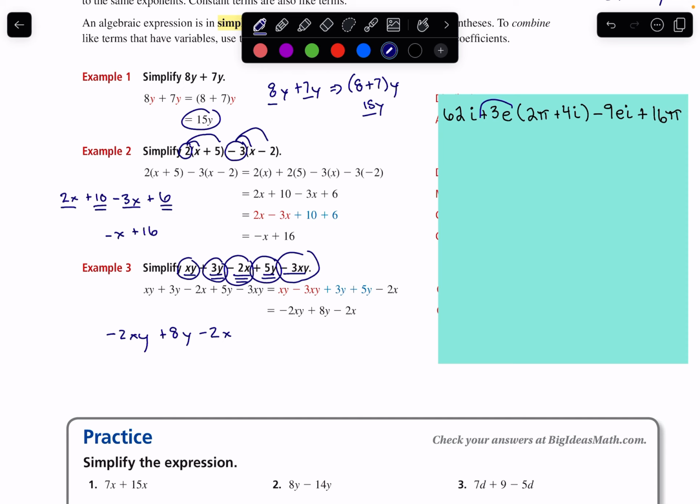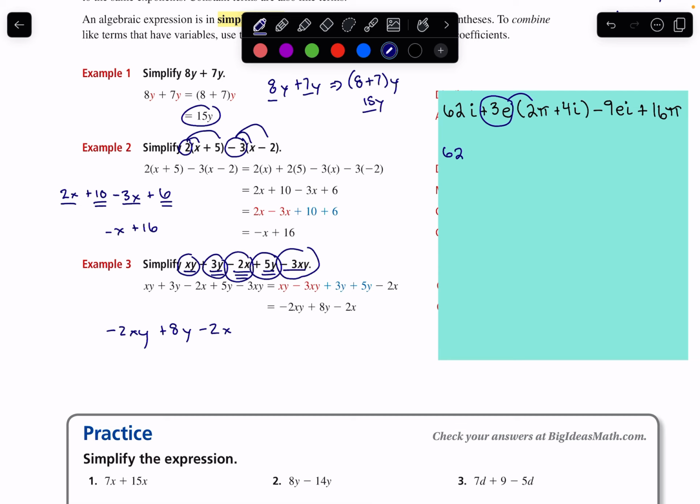This 3e, I'm going to distribute, first of all. So I've got 6 2i out in front. 3e multiplied by 2 pi. Well, 3 times 2 is 6. And e and pi are variables, kind of, but I don't multiply them together. So they're just e pi. Then I take 3e and multiply it by 4i. So 3 times 4 is 12. e times i is just e times i because I'm leaving them as letters right now. Then I've got a minus 9ei and a plus 16 pi.